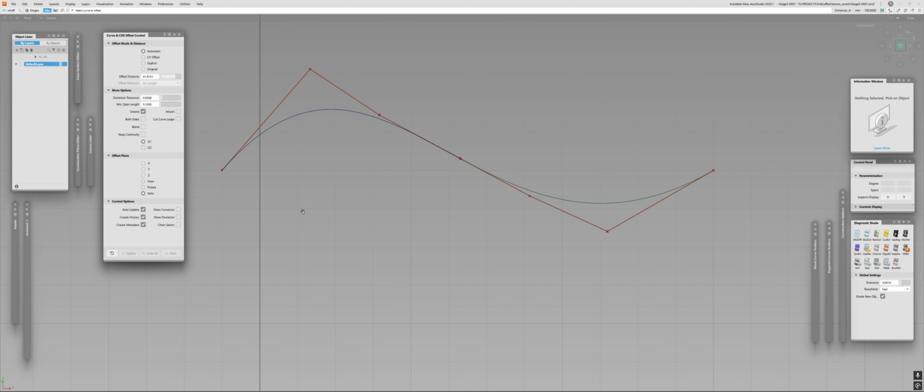Now, they are extremely important because they actually are different algorithms for the offset command. There are 4 of them, but actually there are only 2 very distinct, completely different algorithms. One of them is called automatic and another one is called CV offset. The explicit and original are subsets of automatic, and the CV offset stands on its own. So let's start with automatic.